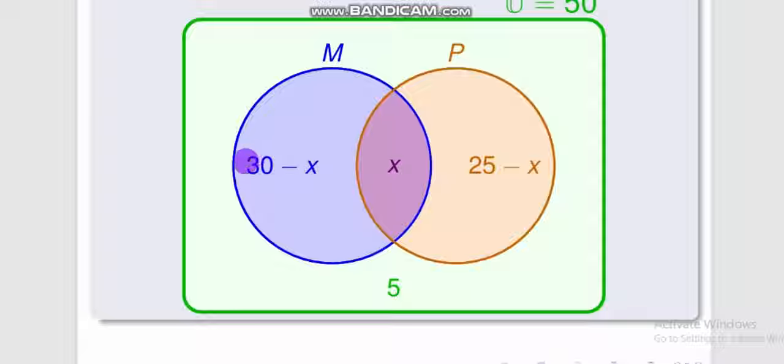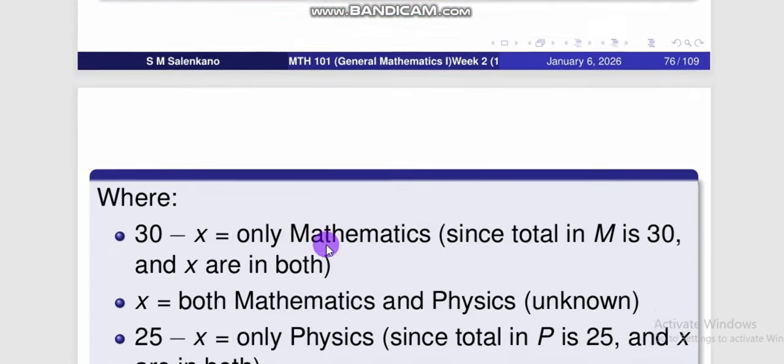So you get the number that you were given for the whole circle, you subtract x from that, so it will give you math only, because part of this 30 also like physics, and part of this 25 also like mathematics. So you have to subtract x from 25 to get those who like physics only. Here too, you have to subtract to get those who like mathematics only. For the neither, we were given from the problem as 5 students who didn't like any of the two subjects.